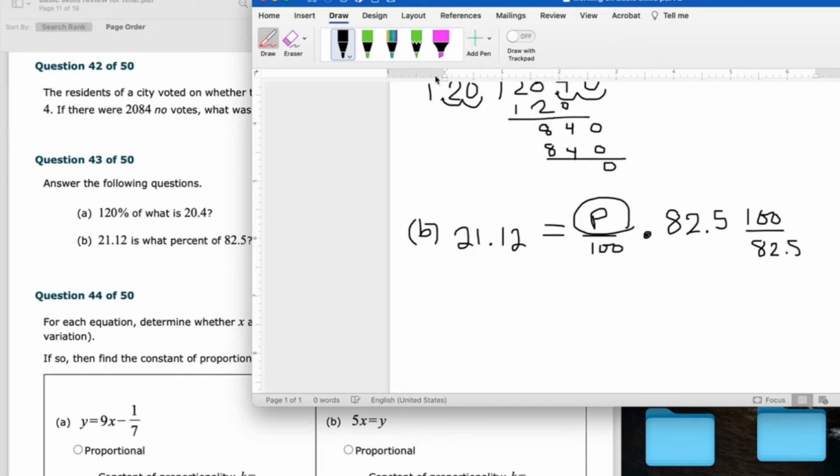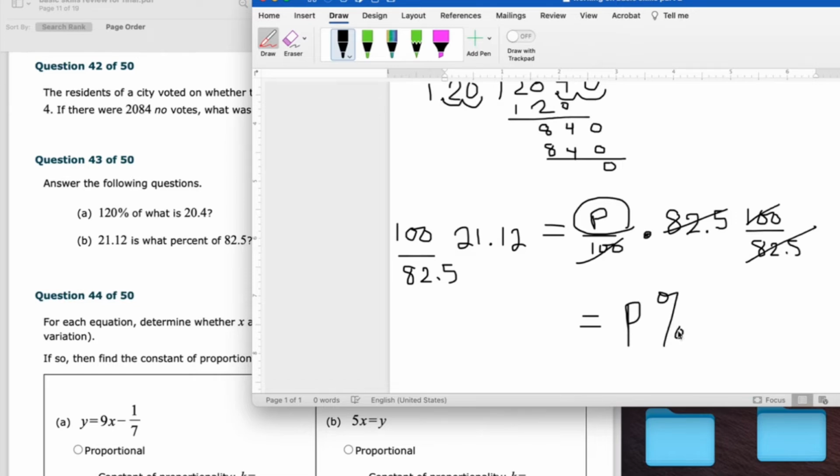And I have to do the same thing on the other side, so I'm going to erase my B here. And we're going to put times 100 over 82.5. Okay, so now this 100 on the bottom and this 100 on the top will cancel, the 82.5 on the top and the 82.5 on the bottom, which leaves me my percentile. So we could just say P is the percentile, okay, because that's what we started with.